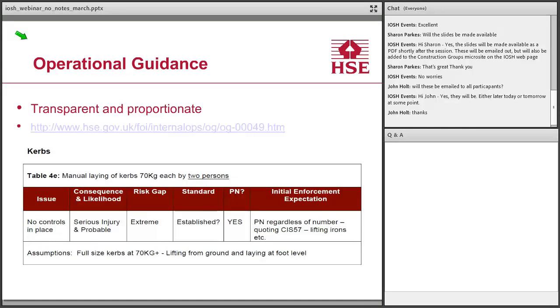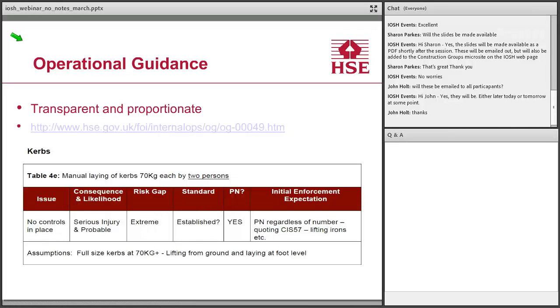This is taken from the operational guidance for the manual handling and construction, but there's also OGs for construction dust, noise, vibration, hazardous substances, and they're all available for you. There's a link here which you can get on, and that will take you directly through to the manual handling operational guidance. But the best thing is go on the HSE website, search on OG, construction, and a topic area, and you'll find the appropriate guidance.